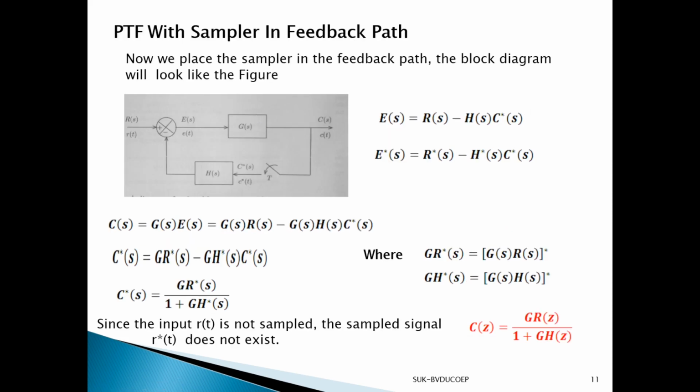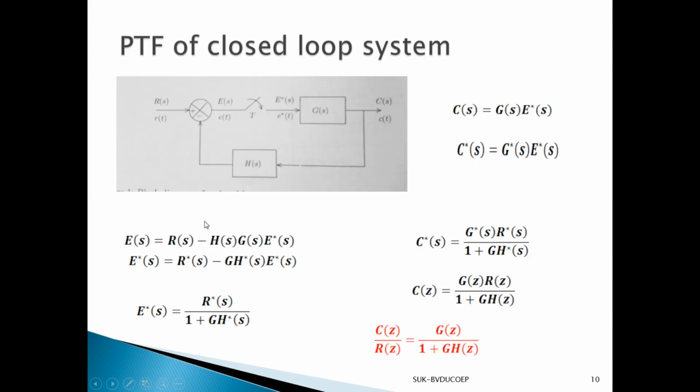Now here, if you put the sampler in the feedback path, the equations will differ. There is no sampler here. Please remember, wherever you put the sampler, accordingly the transfer function calculation will differ. You will have to understand this thoroughly, because this needs a little bit of practice. So earlier you have done E(s) is equal to R(s) minus H(s) into C(s). Now here it is a sampler. So the earlier equation was R(s) minus H(s) into C(s). Now here R(s) minus H(s) into C star(s).